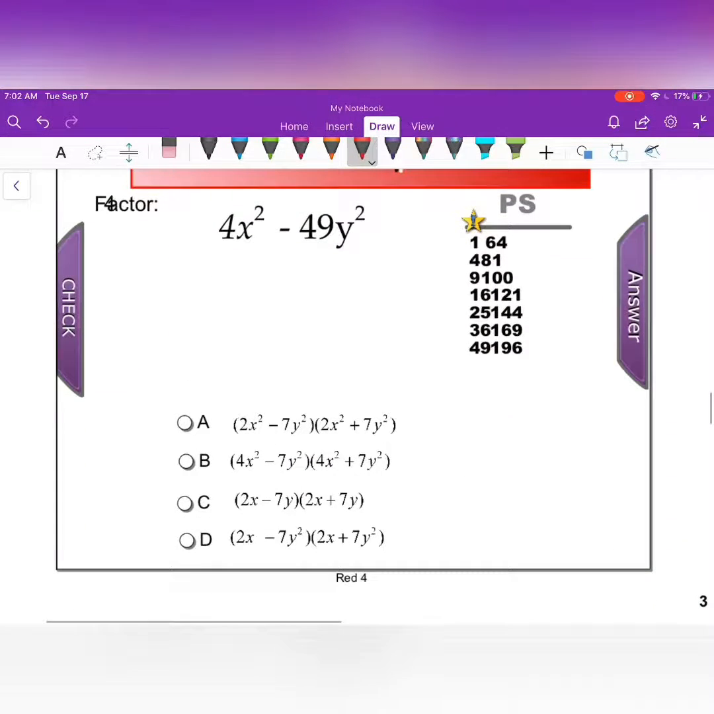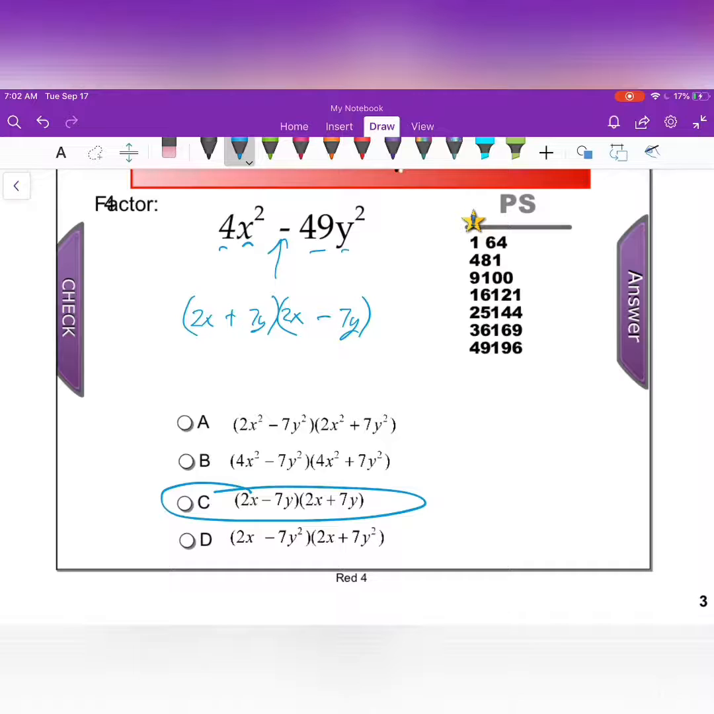All right, and then just to throw a little bit different problem looking here, this one has x's and y's. It is a difference. 4 and x squared are perfect squares. 49 and y squared are perfect squares. So since that is true, 2x times 2x is actually 4x squared. And 7y times 7y is 49y squared. Signs are plus and minus. So I do believe that the answer is C.